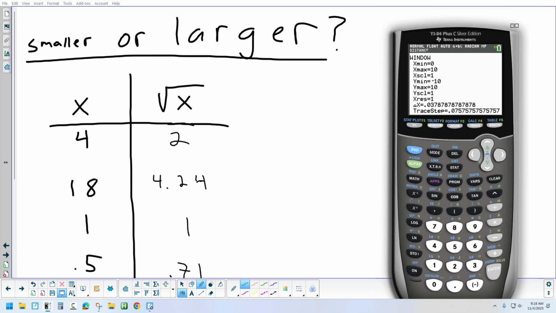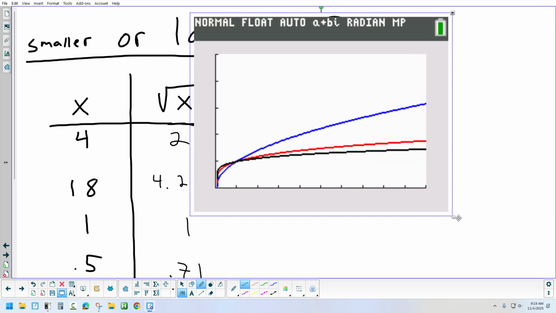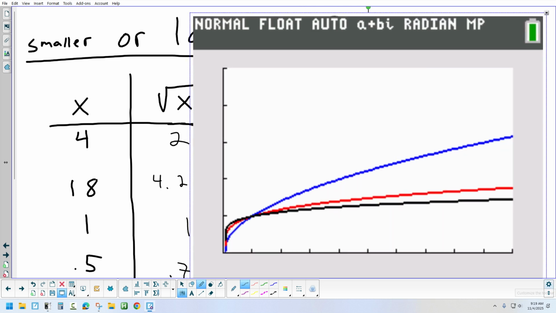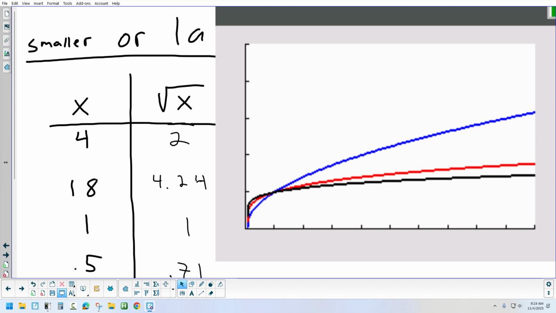Because it starts at the origin, I want to zoom in a little bit. Now that we know it doesn't go in quadrants 2, 3, and 4, I'm going to zoom in more on quadrant 1. So there's your square root. There's your fourth root. And there's your sixth root. Does anybody notice anything about all those roots? Something they might all have in common?